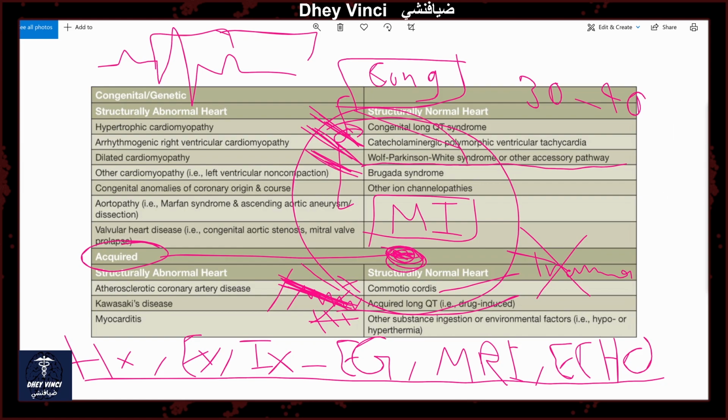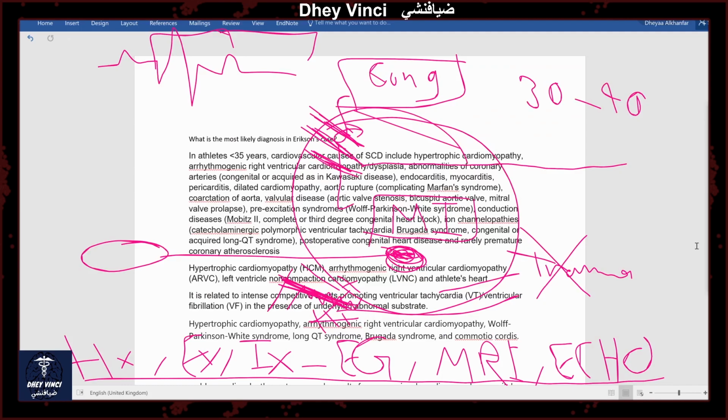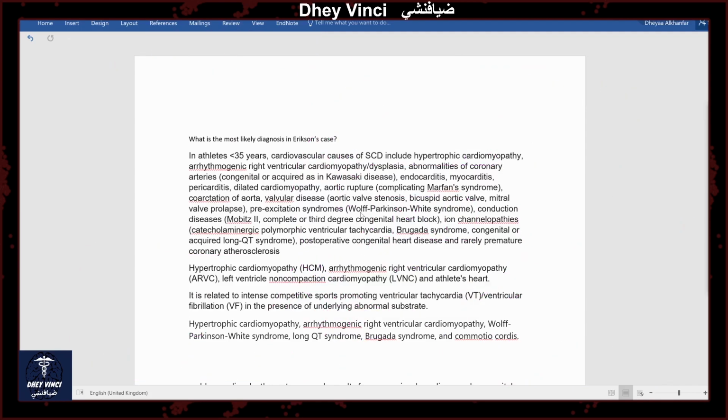I've made a number of notes about Christian Eriksen's heart. I've collected them from the literature, from the textbooks, from the research papers, for patients at least less than 35 years old. So cardiovascular causes of sudden cardiac death include hypertrophic cardiomyopathy.